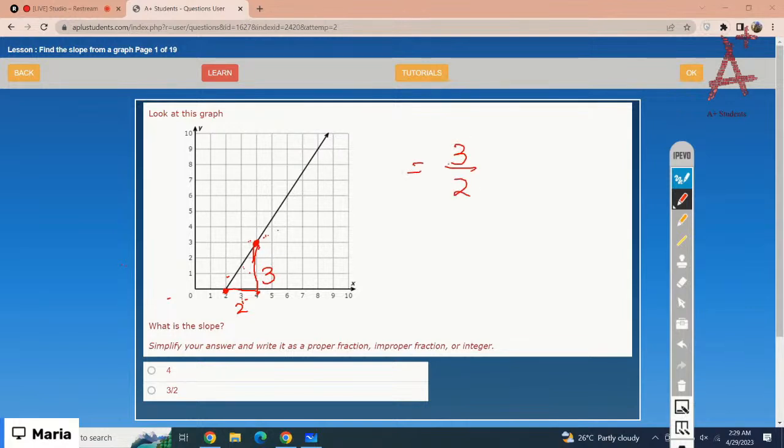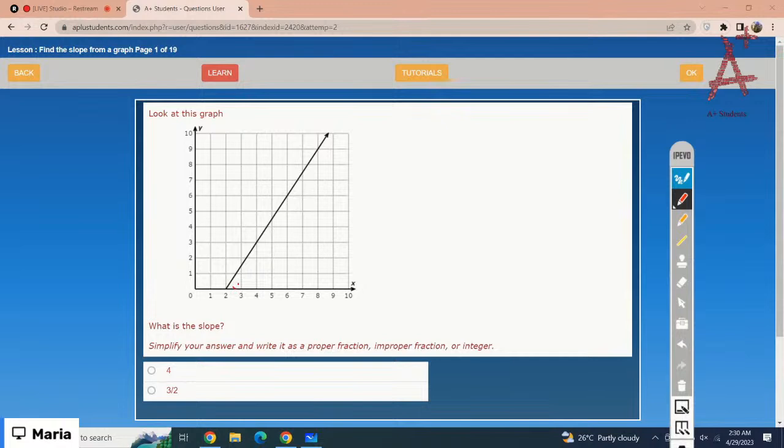Change in y divided by change in x. You need to see the change in y value. Your y value is changing by 3 blocks and x value is changing by 2 squares. So it would be 3 over 2. Got it? That would be the easiest way. You can use the other one also. Let me just write down the coordinates.